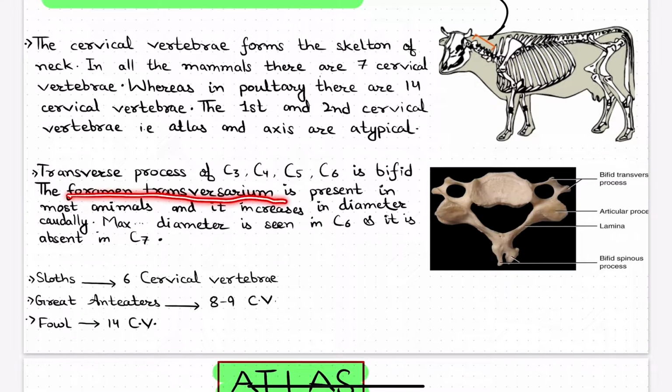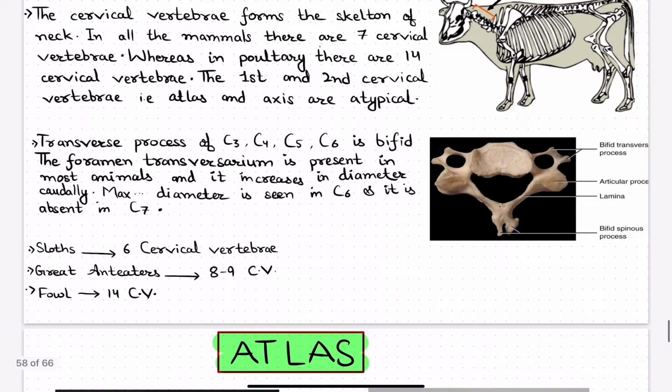The foramen transversarium is present in most animals, and it increases in diameter caudally. What is this foramen transversarium? We will study it in the atlas bone, also in the case of the horse. Let me tell you, the foramen transversarium is a type of foramen which is present generally posteriorly or caudally, and its diameter also increases caudally. So the maximum diameter of this foramen is in the C6 cervical vertebra, and it is absent in C7.